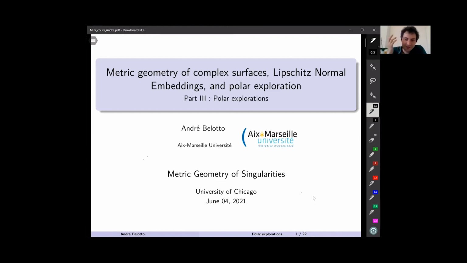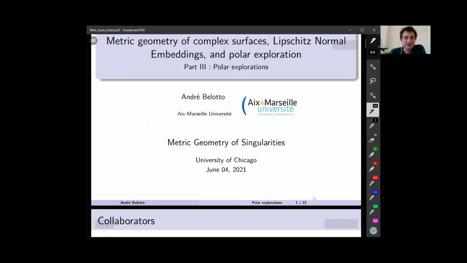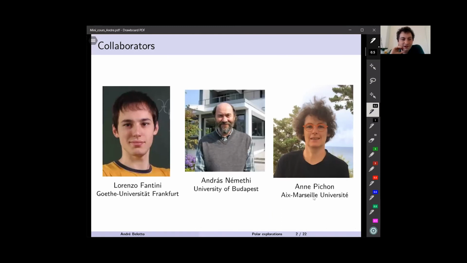So I'm going to try to talk about the problem that we're interested in, and explain why differential forms are important here. I'm going to give an overview of the proof and concentrate on examples in the part where I talk about one-forms and why they intervene. So that's the plan for today. The main result of today is a collaboration with Lorenzo Fantini, Anne Pichon and Davide, that you'll see here. I know you all know them, but it's good to have their picture in mind.